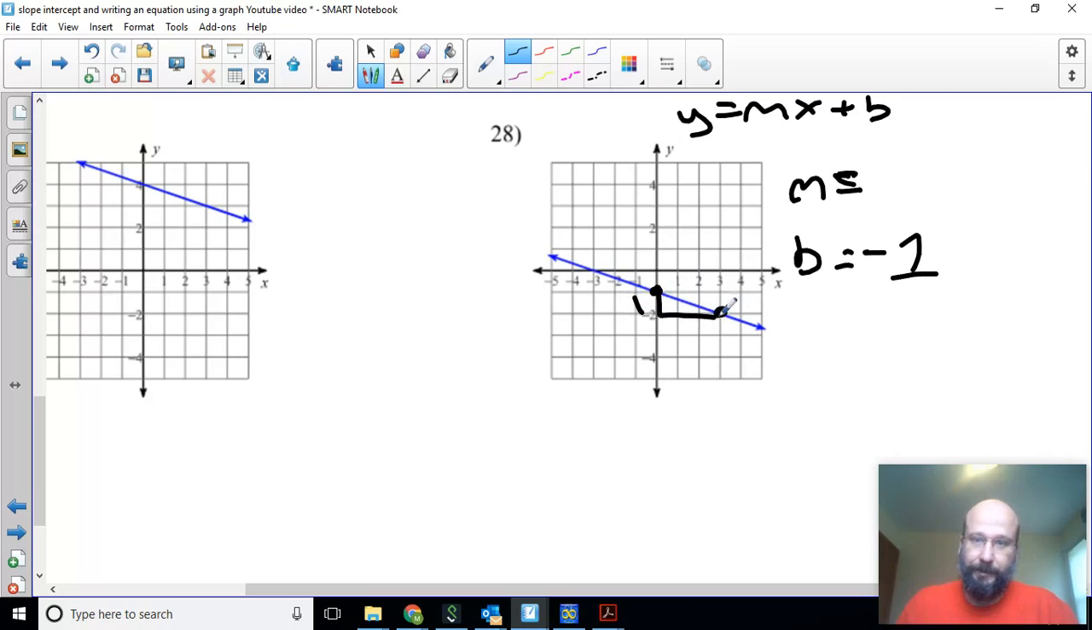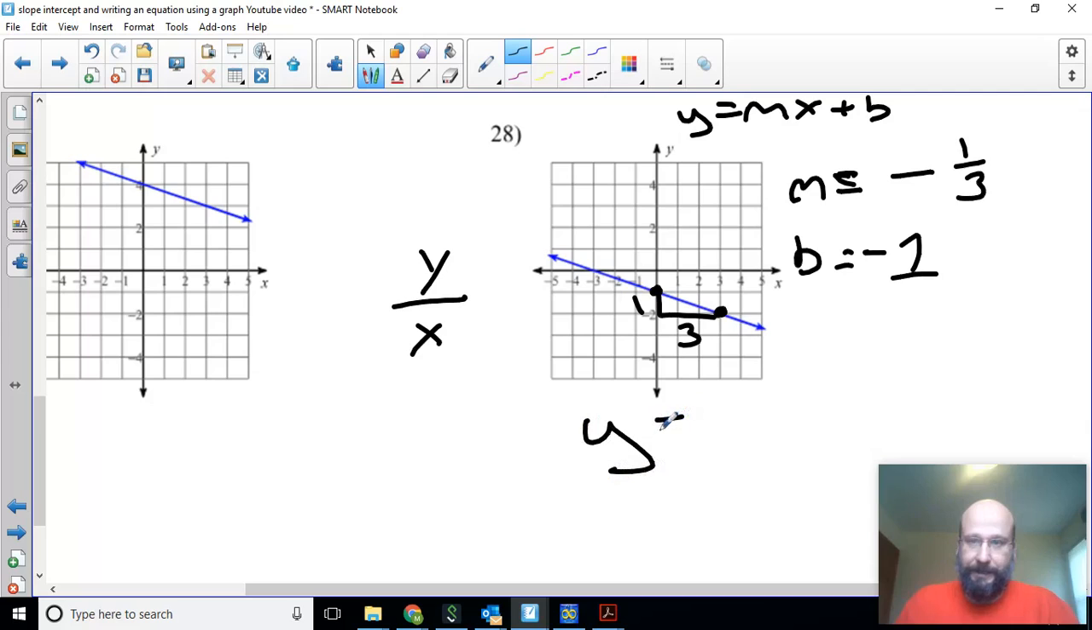That's 1, 1, 2, 3. That's 3. It's -1 over 3. Make sure that you do the y over the x, the 1 over the 3 in this case. Make sure that you look at the slope and make sure it's positive or negative. In this case, it's negative.